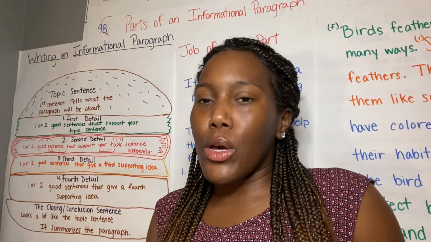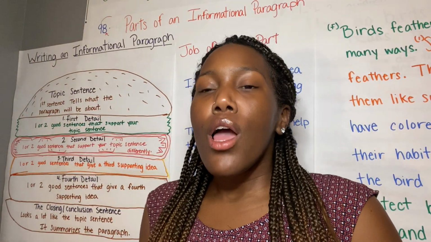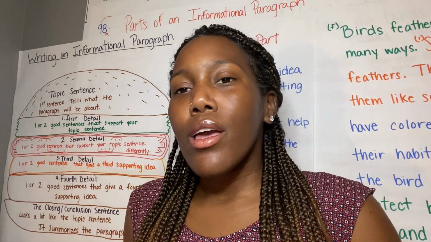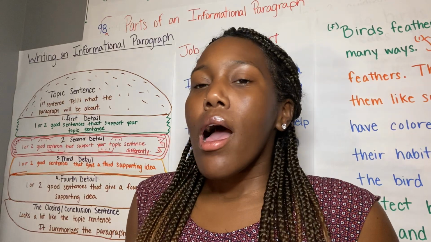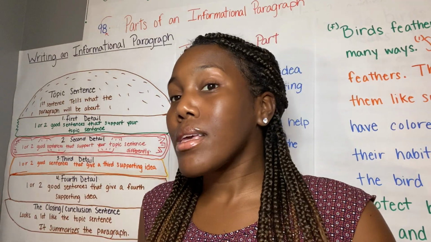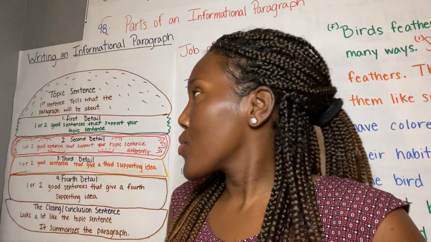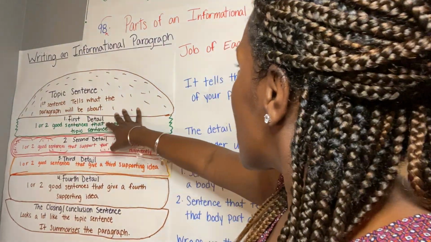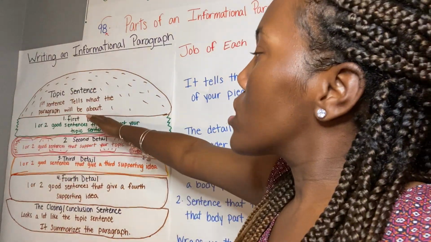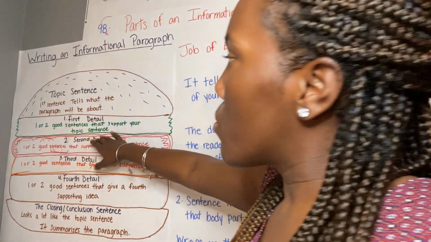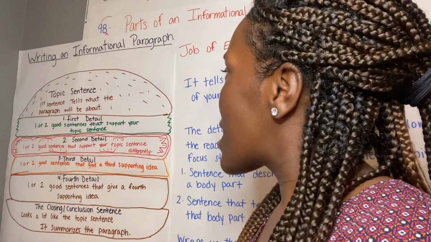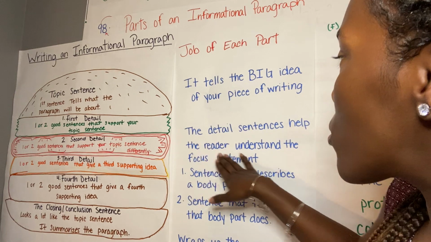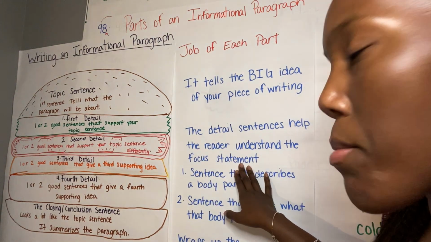What's our big idea? What have we been researching so far that we want to tell people about? Right, we want to let people know how birds use their beaks to survive. So, after we have our topic sentence or our focus statement, we're going to start with our first detail. It's one or two sentences that support our topic sentence. The detailed sentences help the reader understand the focus statement better.